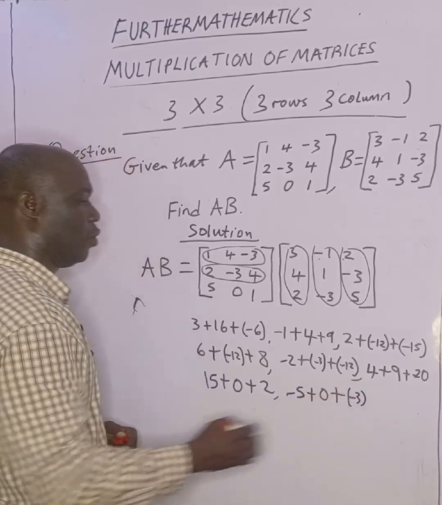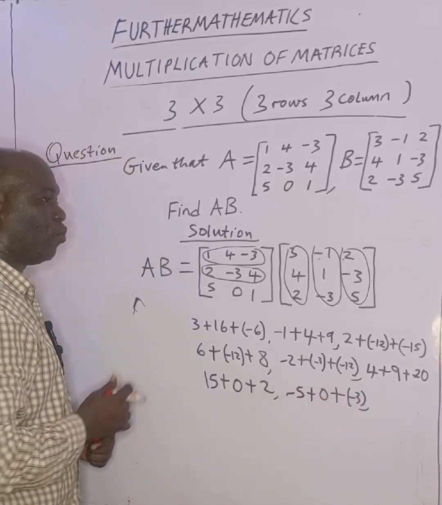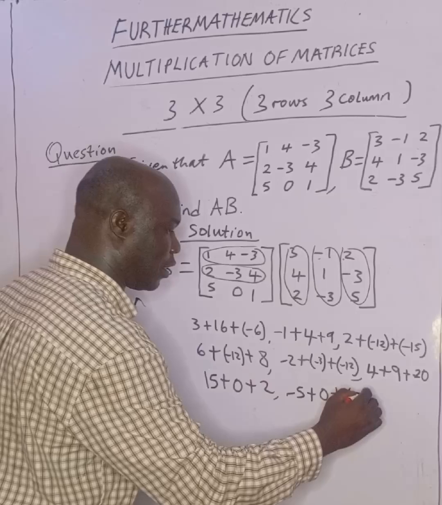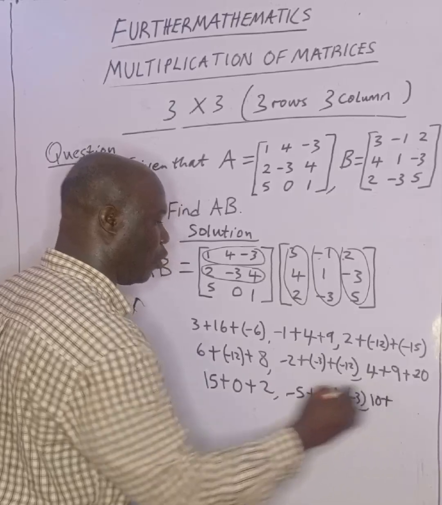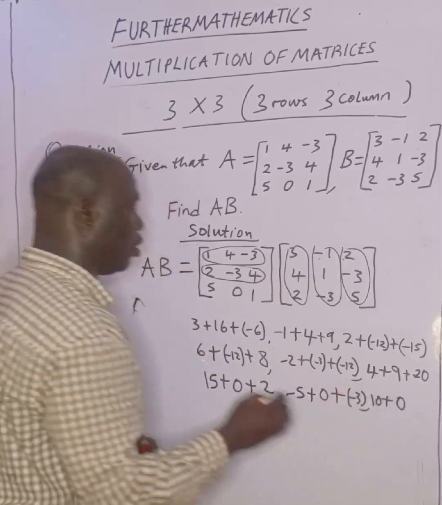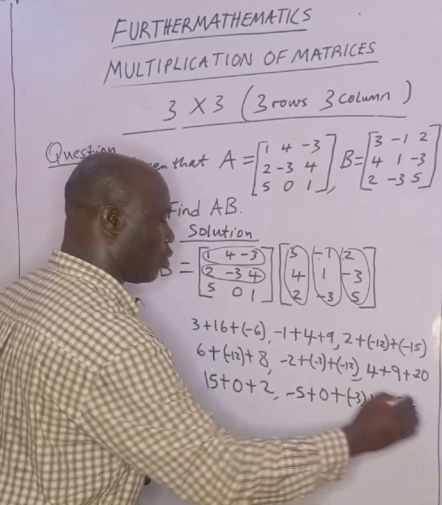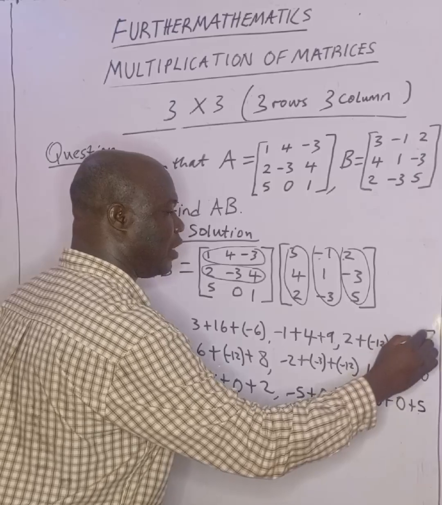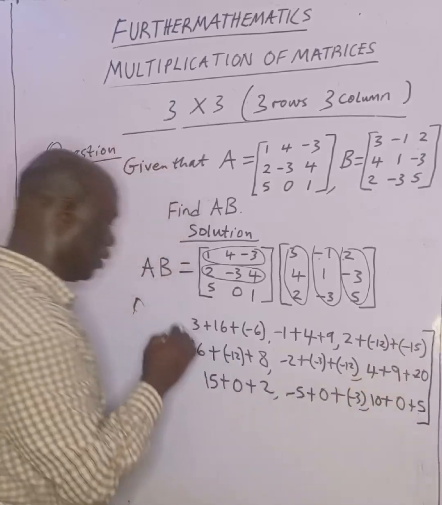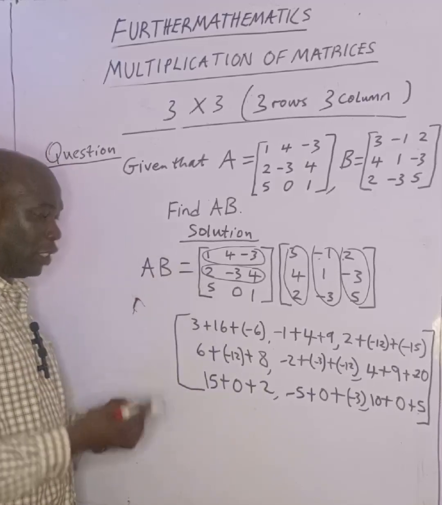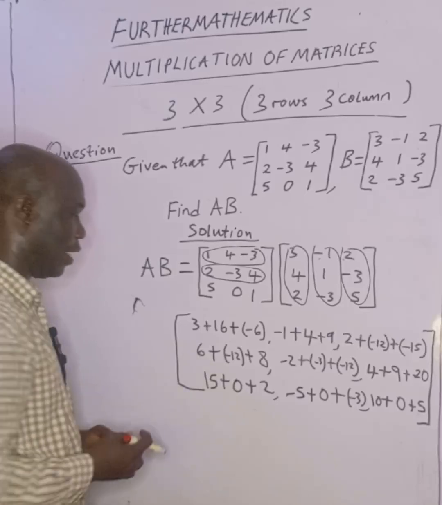All right, so the last stage now. So what do you need to do? 5 multiplied by 2 will give us 10, plus 0 multiplied by minus 3 is 0. So plus 1 multiplied by 5, 5. So everything is going to be in a bracket. I hope you don't forget that. All right, now let's try and do this so that we'll just write the answer here.